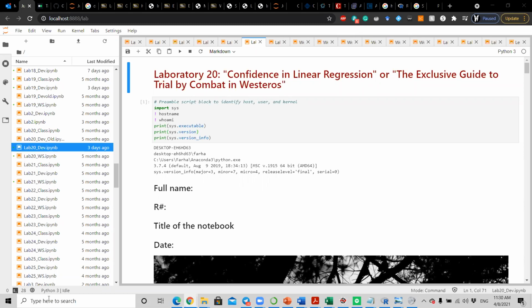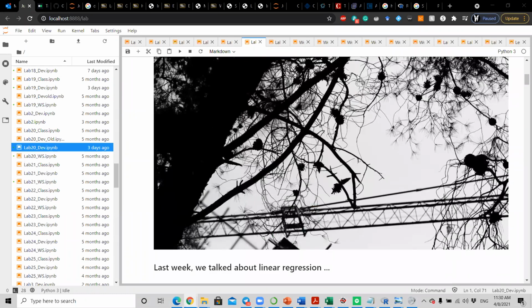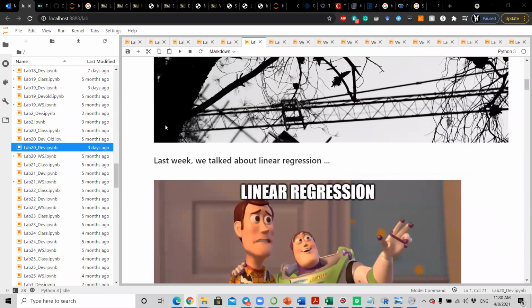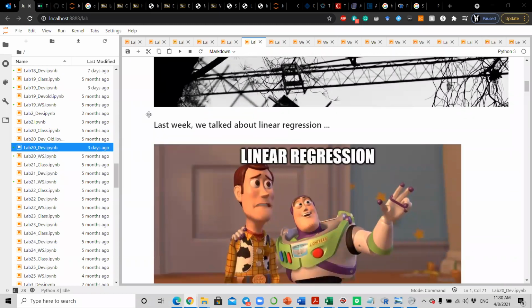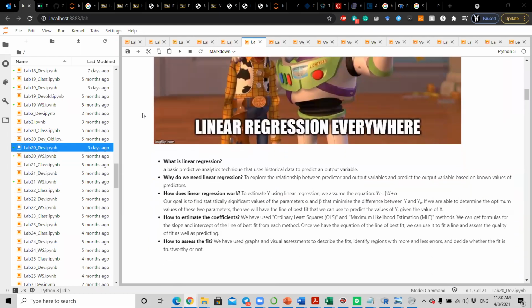Okay, it is 11:30, so we are going to begin our lab 20 on confidence in linear regression, or the exclusive guide to trial by combat in Westeros. So I understand that we have been spending quite a few sessions on linear regression, but as you understand, the topic is quite important, and it's going to be very useful regardless of the engineering field that you're going to pursue in the future. So let's do a very quick review.